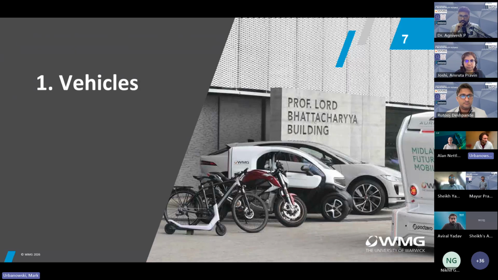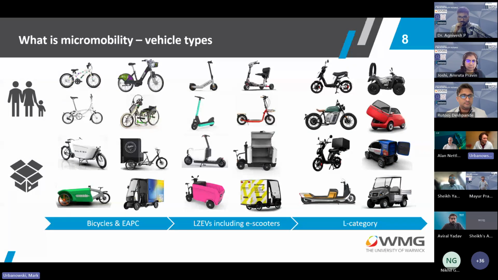So what do the vehicles look like? I've got a picture of lots of different types of vehicles on here. This is a very broad definition of micromobility, and I think this differs from person to person, depending on where you are in the world. But my view of micromobility includes all of these vehicles that are basically smaller than a car. I've split these into different regulatory categories, which I'll go into a little bit more detail later on. And I've also, in the vertical columns and in the horizontal rows, split them by moving people and moving goods.